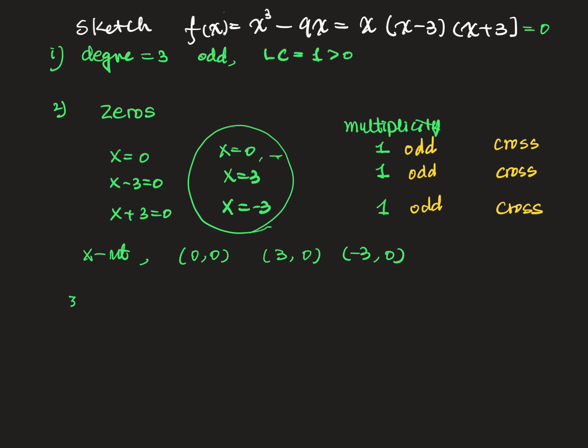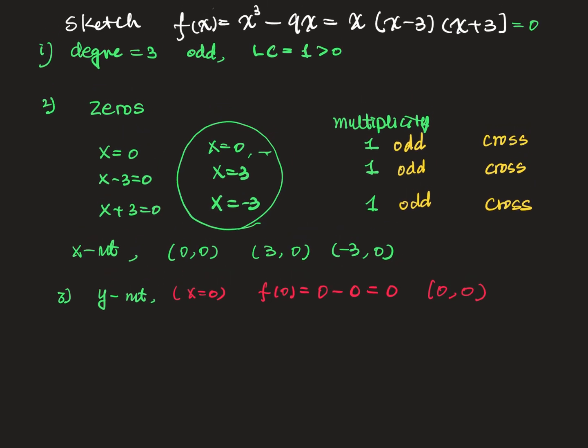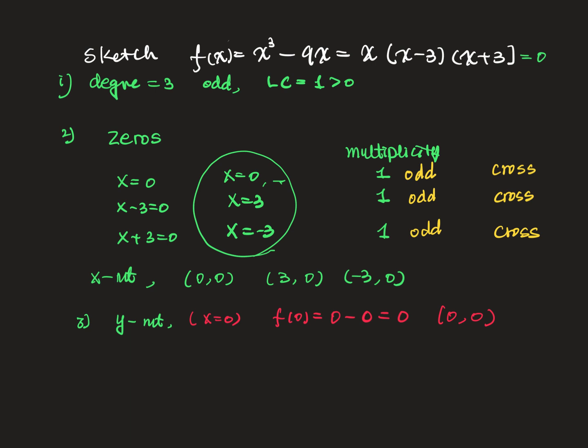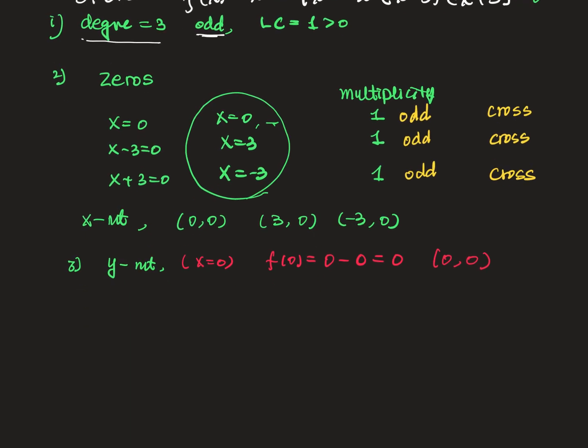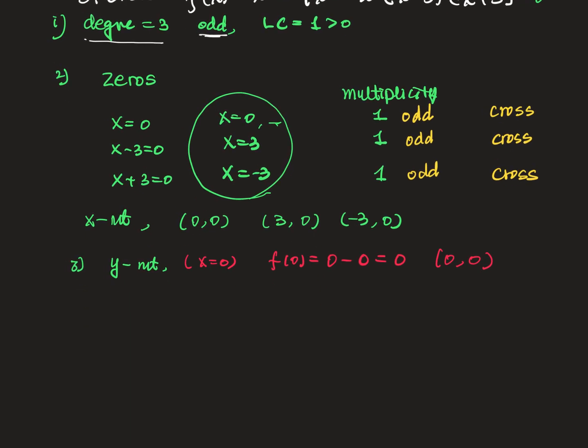Third part is the y-intercept. What is the y-intercept? You find it by setting x equals 0, right? So you plug in x equals 0: f of 0 is 0 minus 0, which is 0. So the y-intercept is (0, 0). Now everyone, let's sketch it. Before we sketch it, we have to check the end behavior. What is the end behavior here? The degree is 3, odd. So let's go here, guys. Based on this, we're going to sketch it.